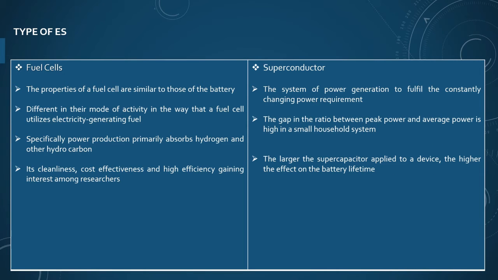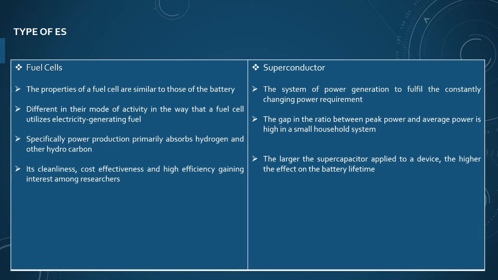Then the next one is the fuel cell. The properties of the fuel cell are similar to those of the battery but different in their mode of activity, in the way that the fuel cell utilizes electricity-generating fuel. Specifically, power production primarily absorbs hydrogen and other hydrocarbons because of their cleanliness, cost effectiveness and high efficiency, gaining interest among the researchers.